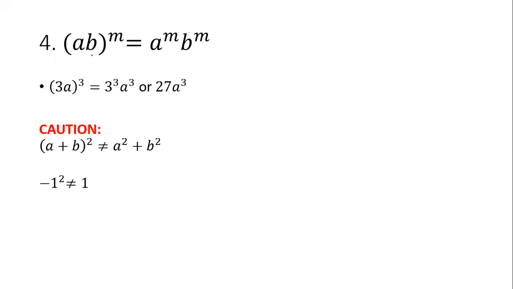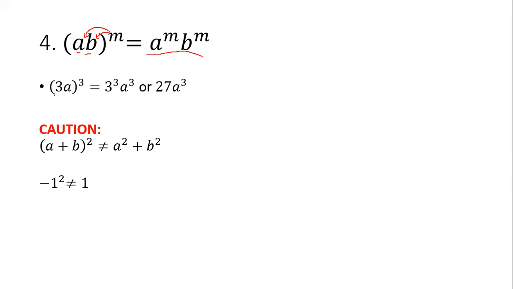Ito po, parang dinidistribute lang po natin yung exponent. Dinidistribute natin siya sa lahat ng factors. So remember, hindi lang po ito limited sa dalawang factors as shown in our example, in our law of exponent here. Dalawa lang yung binigay natin, but actually, we could have as many as you want. Okay? So, dinidistribute lang po yung ating exponent. Kaya kung mapapansin po ninyo dito sa ating right side, a raised to m times b raised to m.